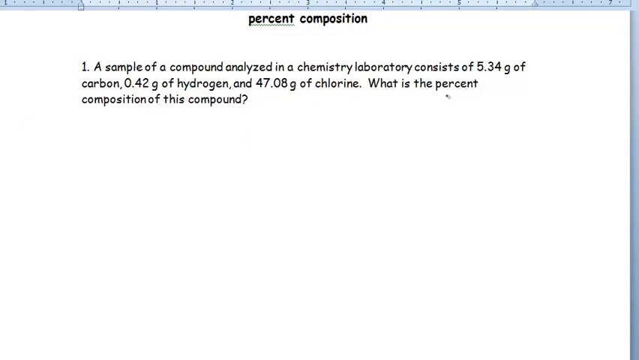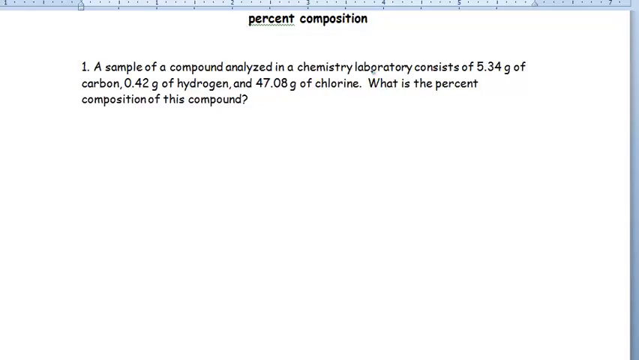So here we have an example where we have a compound. It's been analyzed, and they have determined that 5.34 grams is coming from carbon, 0.42 grams from hydrogen, 47.08 grams from chlorine. So this is a 3-element compound. And so the first thing we have to do to get the percent composition coming from each of the 3 elements is we got to add all the masses together. All right, so we know we got to do that.